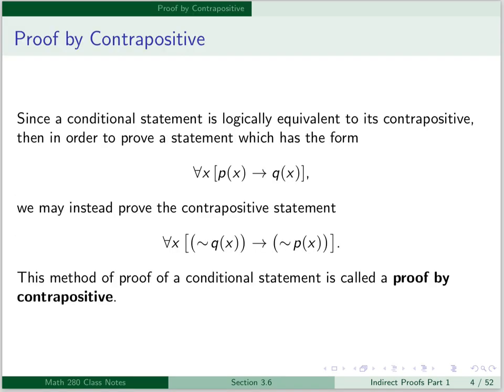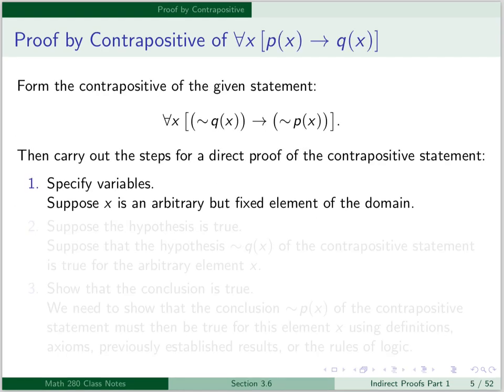Since a conditional statement is logically equivalent to its contrapositive, then in order to prove a statement which has the form for all x, p of x implies q of x, we may instead prove the contrapositive statement, for all x, not q of x implies not p of x. This method of proof of a conditional statement is called a proof by contrapositive.